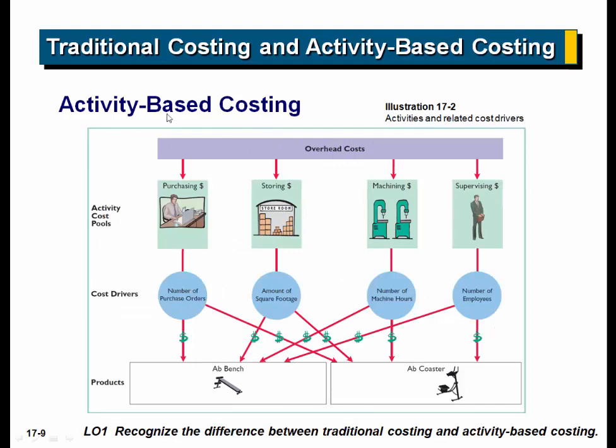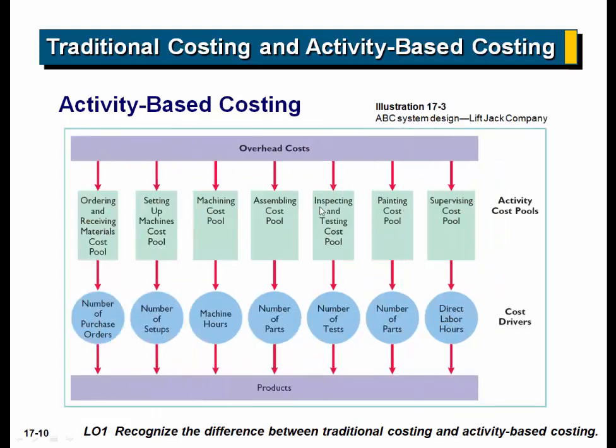So here's one example of activity-based costing. You notice what happens here is you have different cost pools and different cost drivers, and we allocate those to the individual products that are produced. What you're trying to do is get a more accurate cost of both the app bench and the app coaster. Here's another example, a little bit broader.